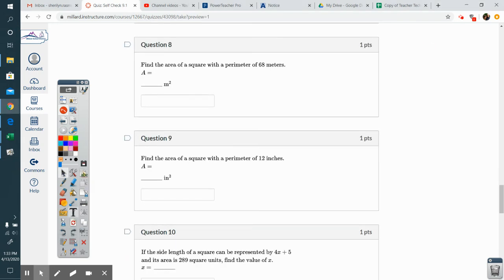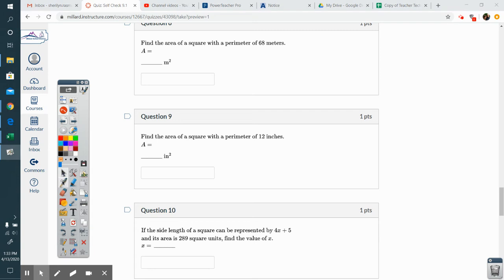Let's move up to the next one. Find the area of a square with perimeter 68. So this is the same sort of thing. If the total perimeter equals 68, you're going to divide that by 4 to get one of the sides. 68 divided by 4 is equal to 17. So one of the sides is 17. Again, go back to check: is 17 plus 17 plus 17 plus 17 68? Yes. Or 17 times 4, because there are 4 sides, is 68.